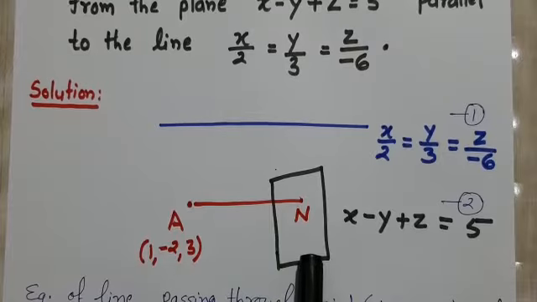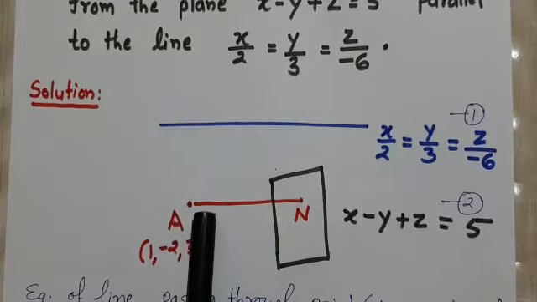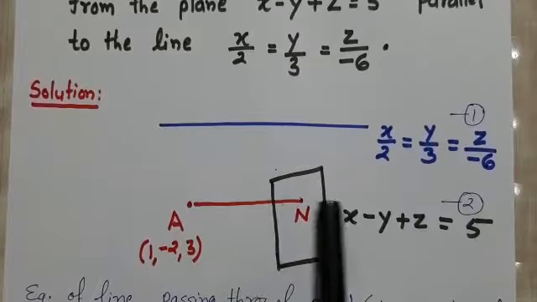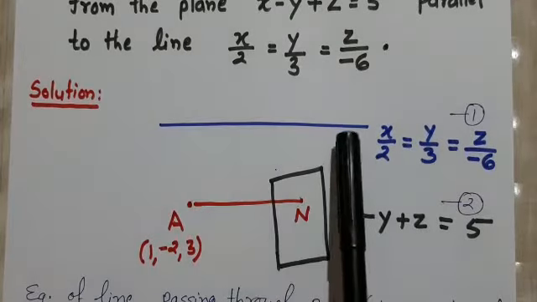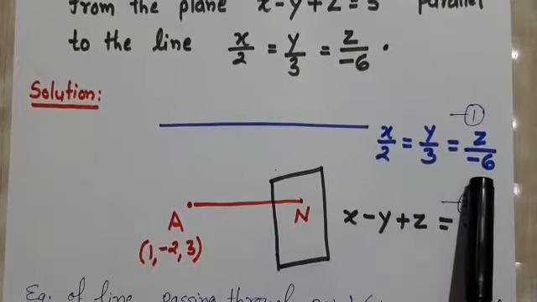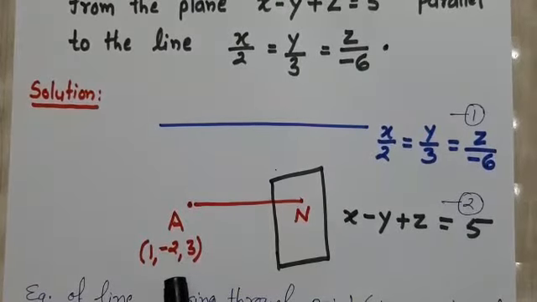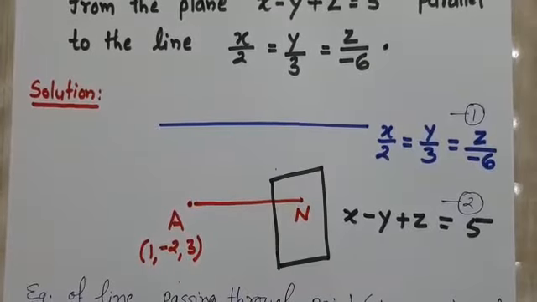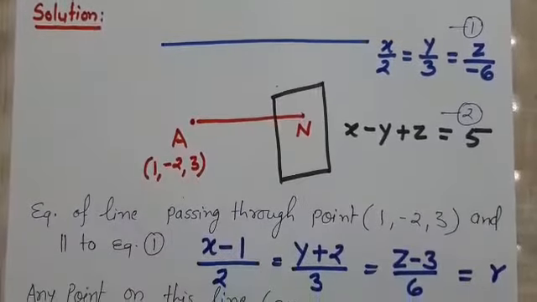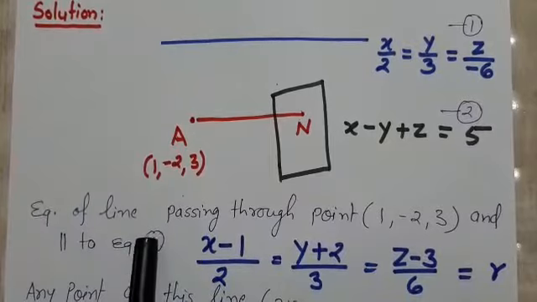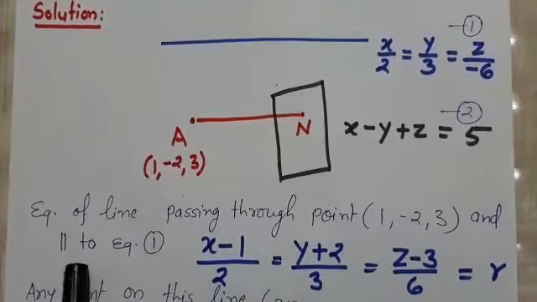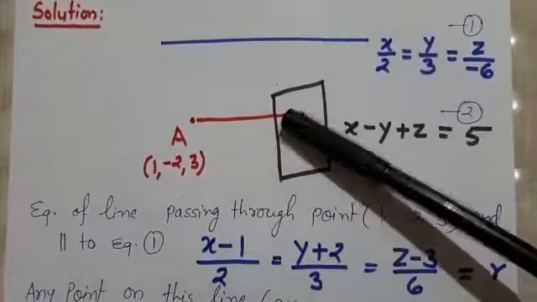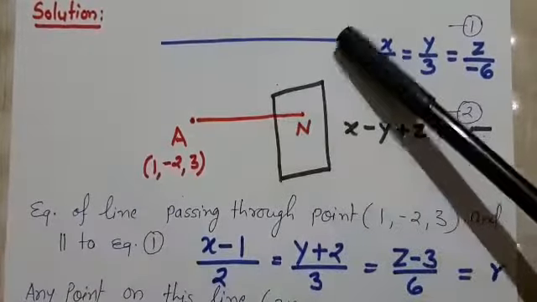plane, parallel to this line. Then the DRs of AN will be the same as the DRs of this given line. The point is here. Now this is the equation of the plane. Now the equation of this line, passing through the point and parallel to equation 1. This line is parallel to equation 1, this line.